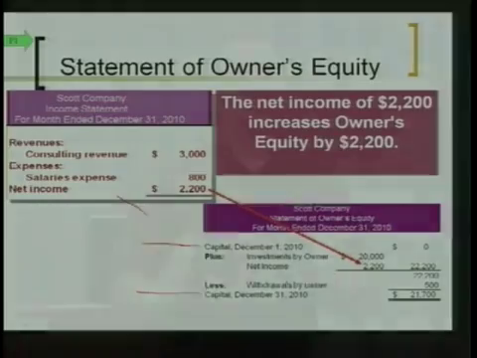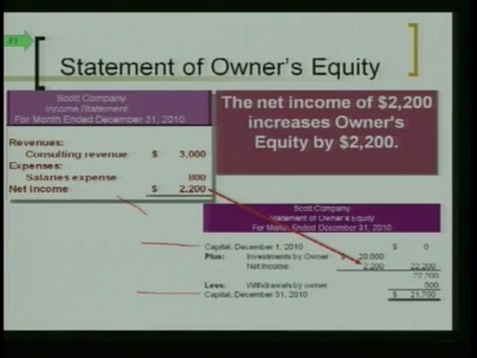Yes, all revenues cause equity to increase. And yes, all expenses cause equity to decrease, just like your quiz said. However, on the financial statements, we don't take the revenues over and add them and take the expenses over and subtract them. We just figure out the net number and take it over. Are you with me?